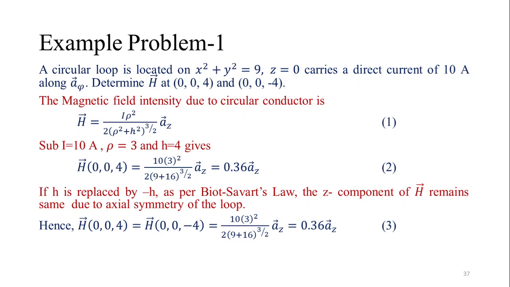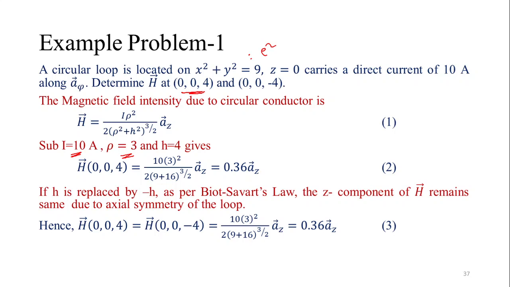Okay, a circular loop located on x square plus y square equal to 9 at z equal to 0 carries a direct current of 10 amperes along a phi vector. Determine H vector at 0, 0, 4 and 0, 0, minus 4. In the previous derivation, we have derived H vector is I rho square by 2 rho square plus z square power 3 by 2 az. Okay, so here I is given, that is 10 amperes, and rho is given as 3. Okay, x square plus y square is rho square, the radius. Okay, so rho square is 9, so rho is 3.